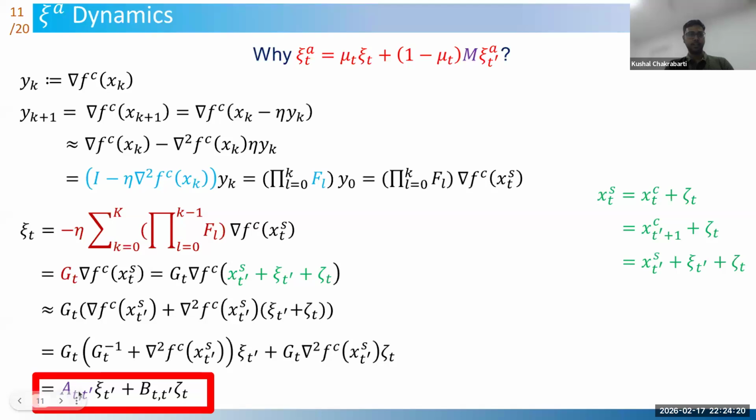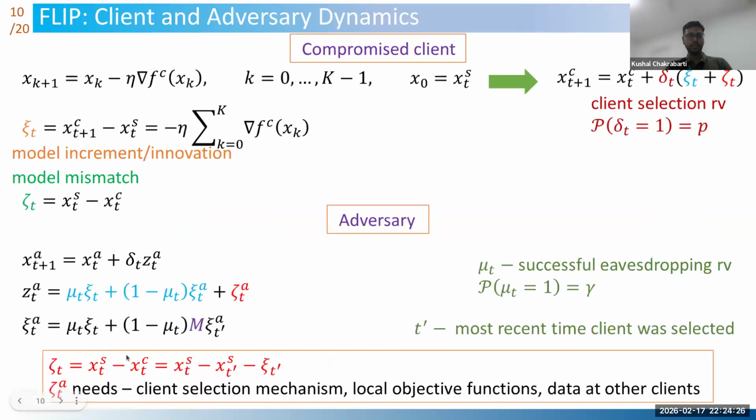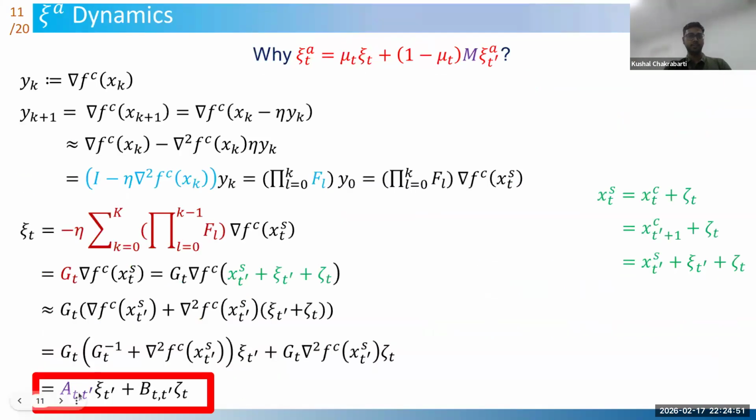Additionally, each of them is multiplied with a matrix which depends on a number of quantities. What kind of quantities? It depends on the overall client selection mechanism, the local objective function for each client, and also the datasets at the other clients. But in our problem, at least here, we are assuming that the adversary is monitoring only one particular client. It does not know what is happening at the other clients. So estimation of this A and B quantity is very difficult for this particular adversary model.